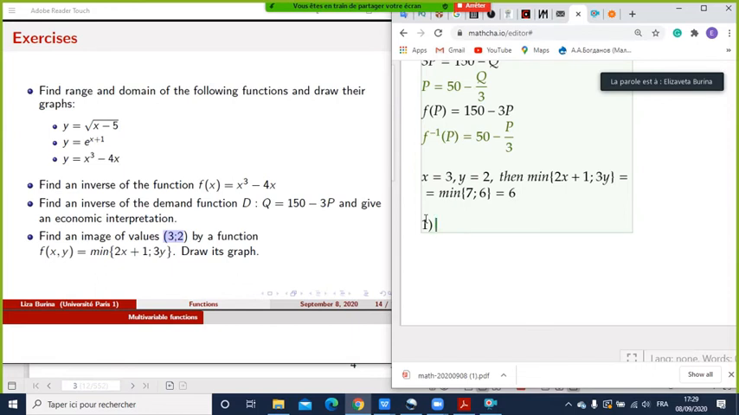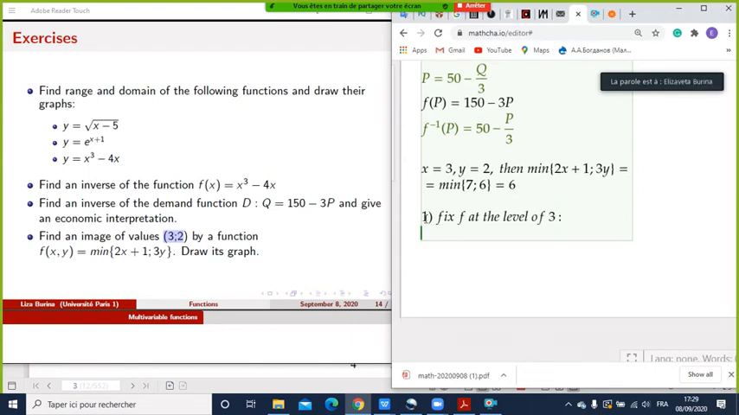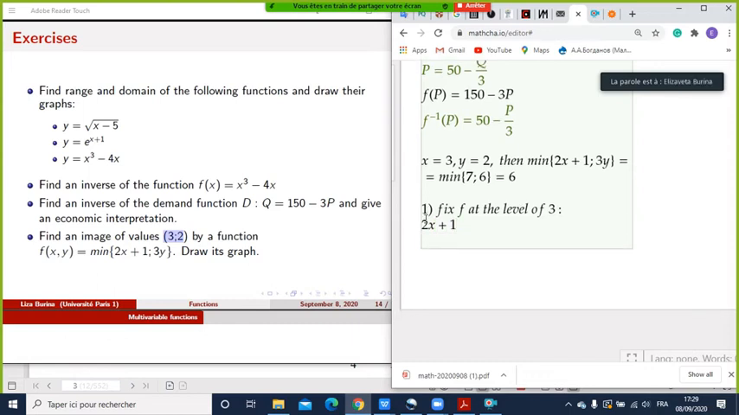So fix f at the level of 3. Let's fix it at the level of 3, because here it makes sense. You have to fix it at 3, 6, and 9, that's what I did. Okay, fix f at the level of 3. That means 3 will be the minimum of 2 values, right? So 2x plus 1 will be one of them, and 3y will be the other.